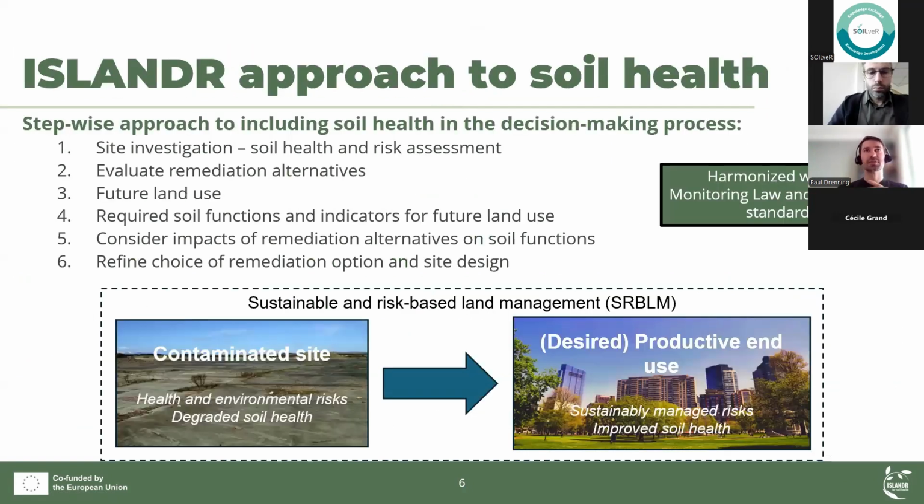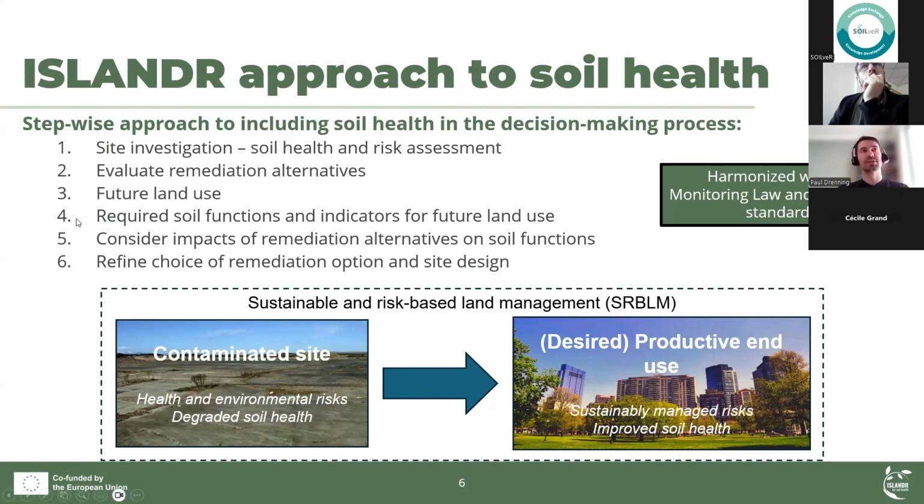And so we're approaching this within Islander as a bit of a stepwise process. I just first want to note with this box here that we are trying to harmonize the way we're approaching this, with the terminology and the various soil indicators or descriptors, with the soil monitoring law and a few coming ISO standards, which we've been made aware of.